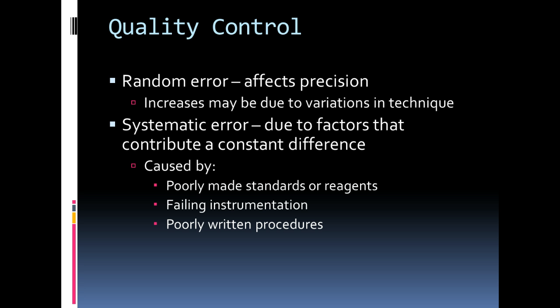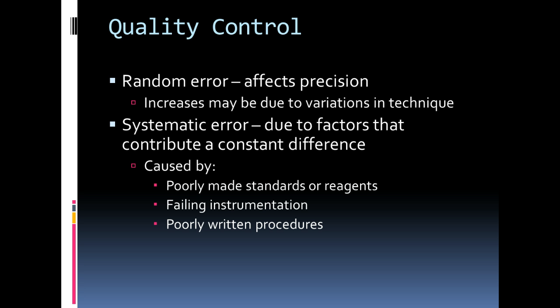We want to look for random versus systematic error. Random error affects precision, so it increases maybe due to variations in technique, or there could be air bubbles in your lines, or there's a number of things that could happen. Systematic errors are due to factors that have a constant difference. For example, if the standards are poor, the reagents are poor, failing instrumentation or poorly written procedures can cause all of a sudden your QC to just not work.